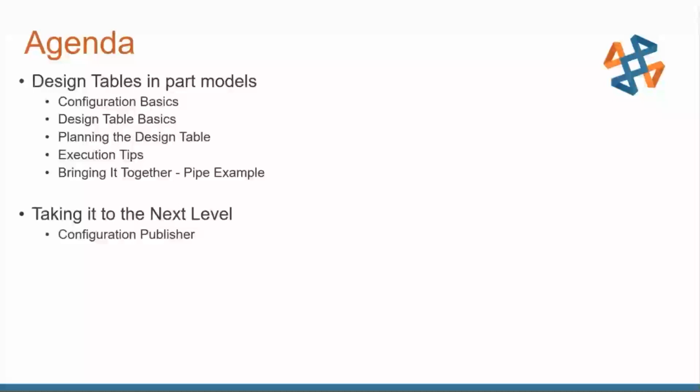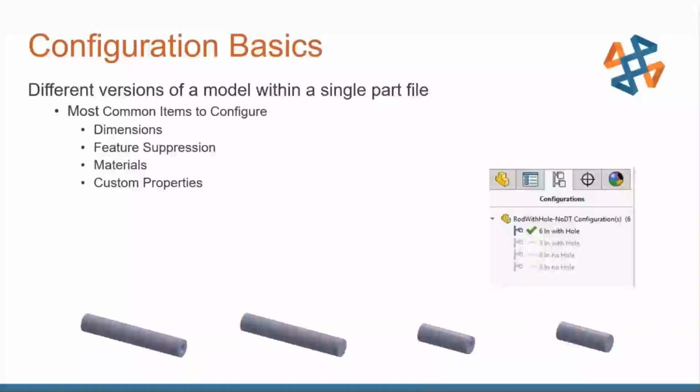So as we talk about configurations, I think of it really as core SolidWorks functionality. It's all about different versions or variations of our model stored within that single part file. And that's an important piece of information. One part, different geometrical versions. Most commonly we'll use dimensional changes in our configuration. So the part's a little bit larger, a little bit smaller, larger diameter, smaller diameter, things like that.